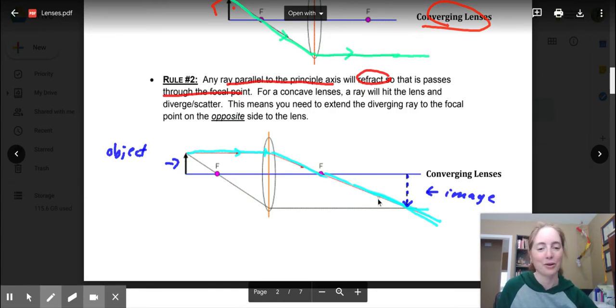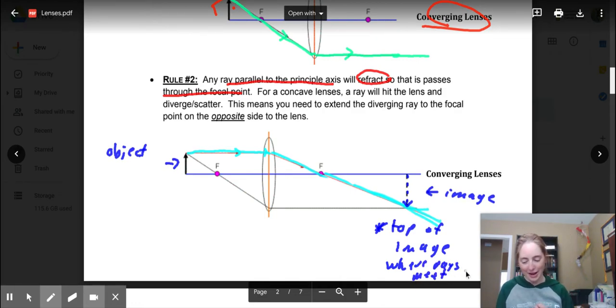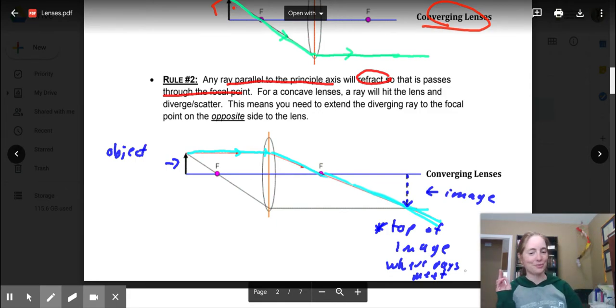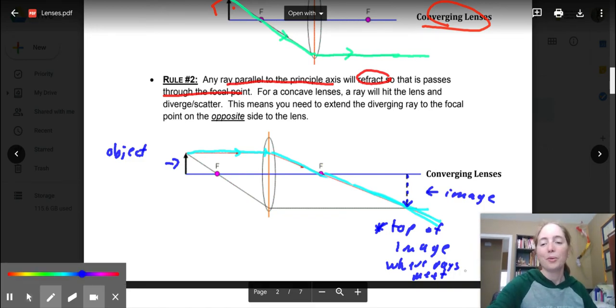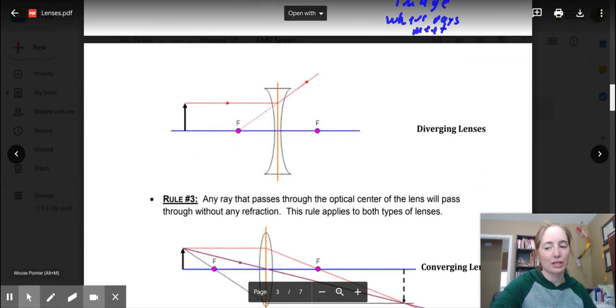Okay, so we're also going to make a note here. Top of image is where the rays meet. Okay. So, ladies and gentlemen, that's rule number 2, looking at a convergent lens. We're now going to look at rule number 2 on a divergent lens.